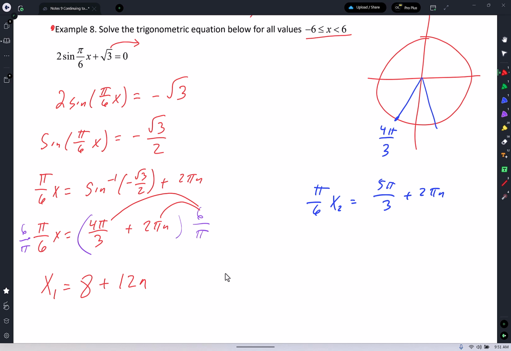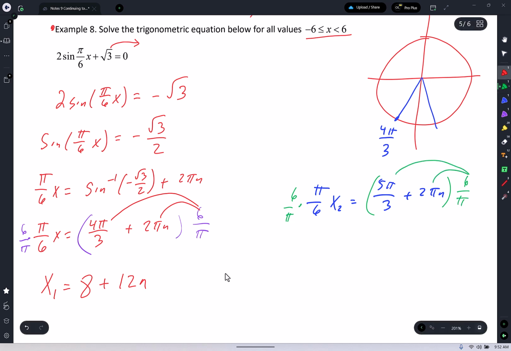All right, the next one, the blue one. I'm going to multiply this one by, again, 6 over pi. Whatever I do to one side, I do to the other. And here's what you're going to get. x2 equals, 3 goes into 6 twice. 2 times 5 is 10. The pi's cancel out, plus 12n.